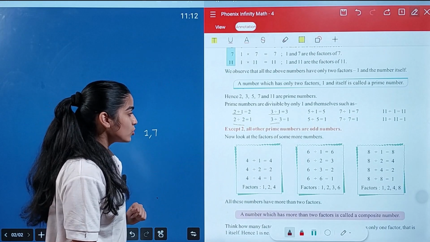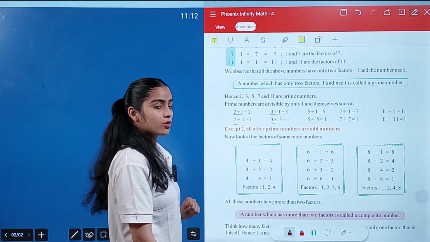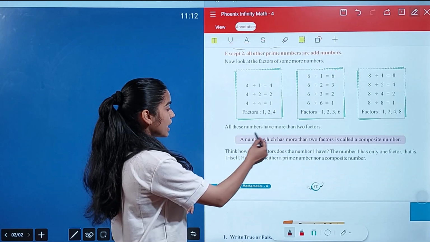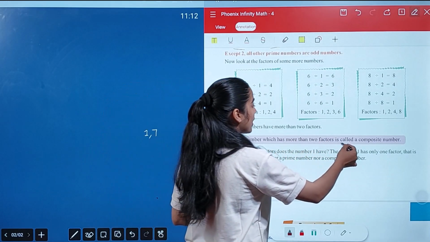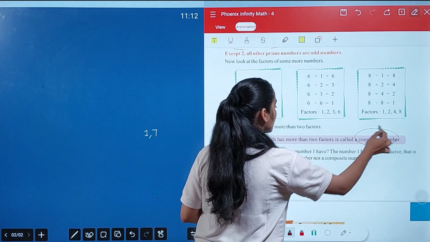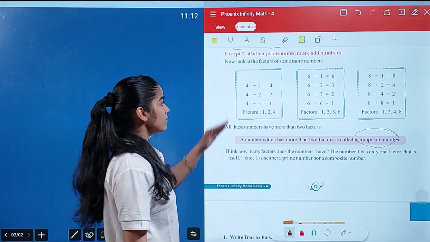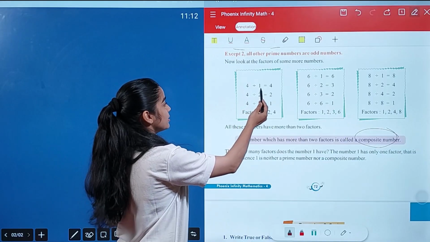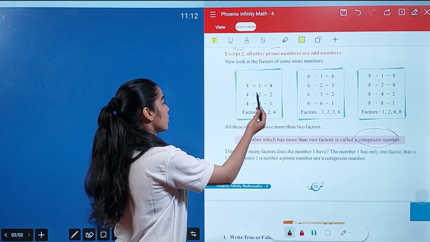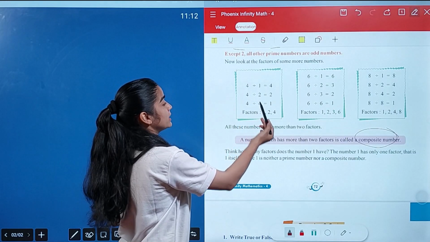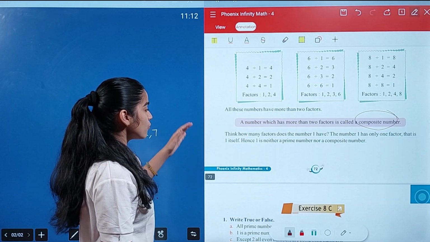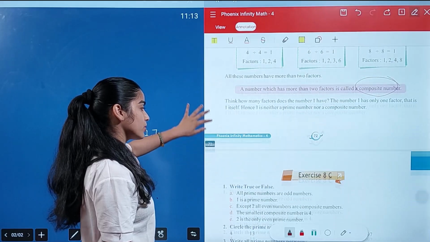Now, except 2, all other prime numbers are odd numbers. Only 2 is an even number which is a prime number. A number which has more than 2 factors is called a composite number. For example, 4 is a composite number. How? Because 4 can be divided by 1, by 2, and by 4. So it has more than 2 factors, that is why it is a composite number.